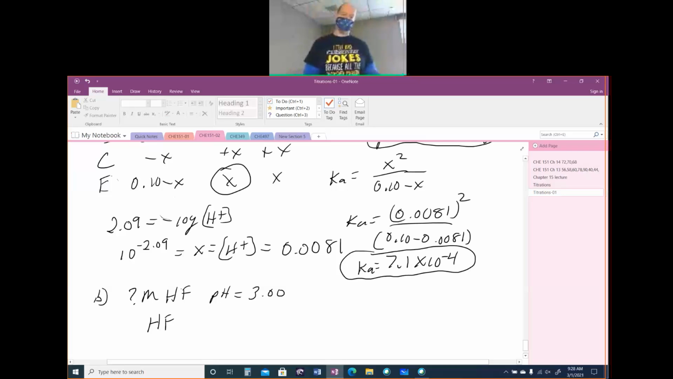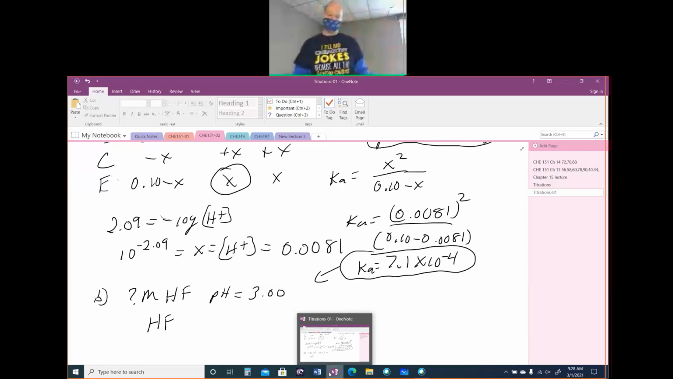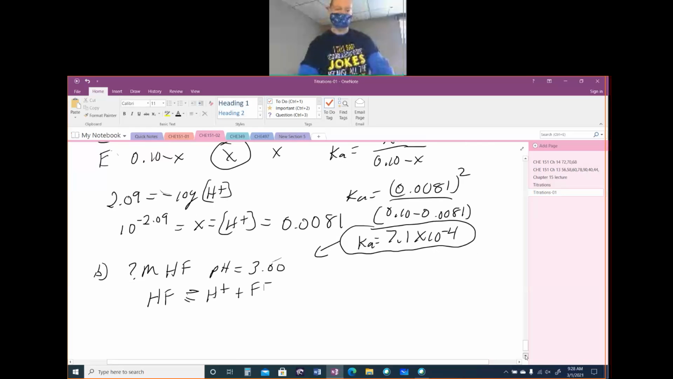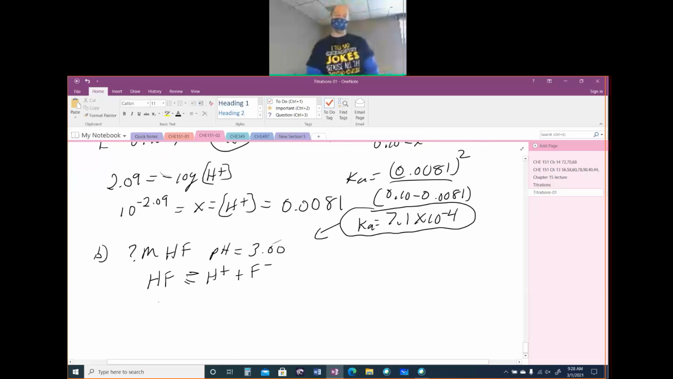So you have to realize in part B, we still have HF. In part A, we have Ka. Ka is a constant, and so that is what the Ka value is. You have the same reaction. This time I'm writing it as H plus and F minus. Again, if you use HA and A minus, that's exactly the same thing. All right, so now initial. We have an unknown. Call it Y. Call it whatever letter you want. Then 0, 0. So change has to go to the right.